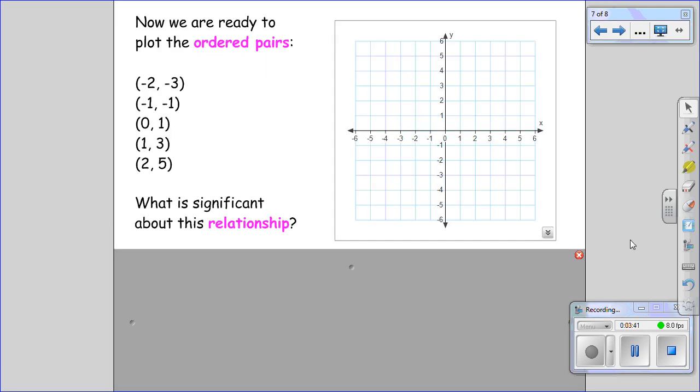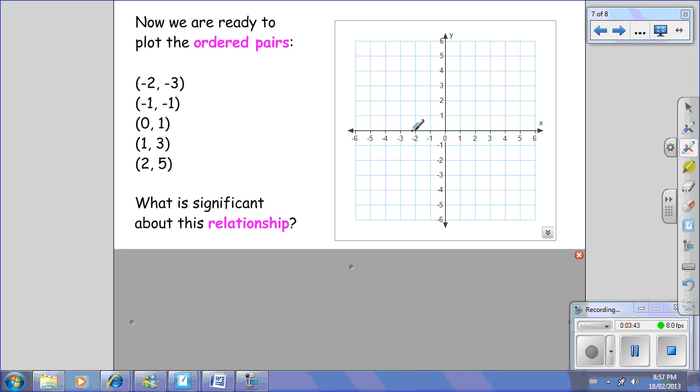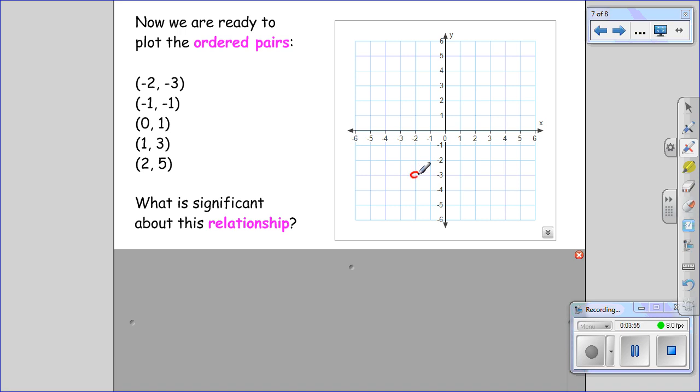The next thing we need to do is plot those, because we wanted to plot the relation. So the point -2, -3 tells me to start at the origin, -2 horizontally, because that's my x first, and then I go down 3 and plot the point. For -1, -1, again, start at the origin. I'm going left 1, down 1.